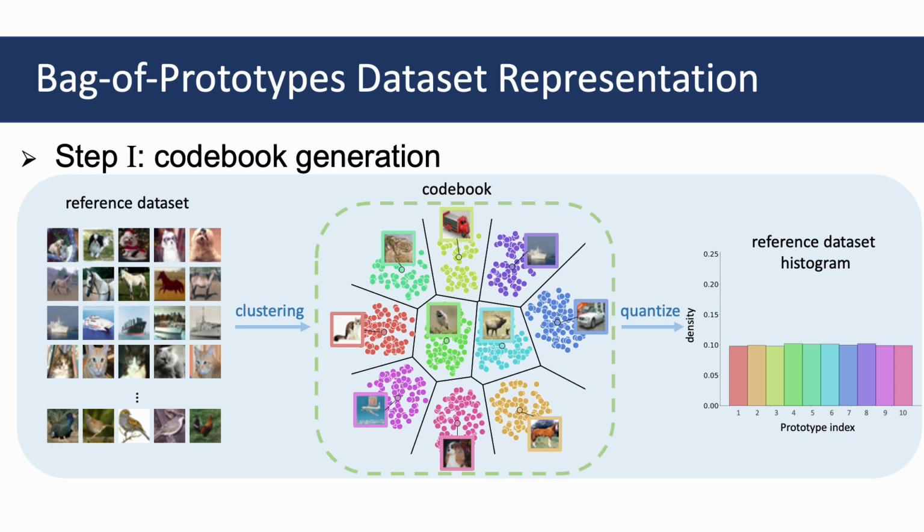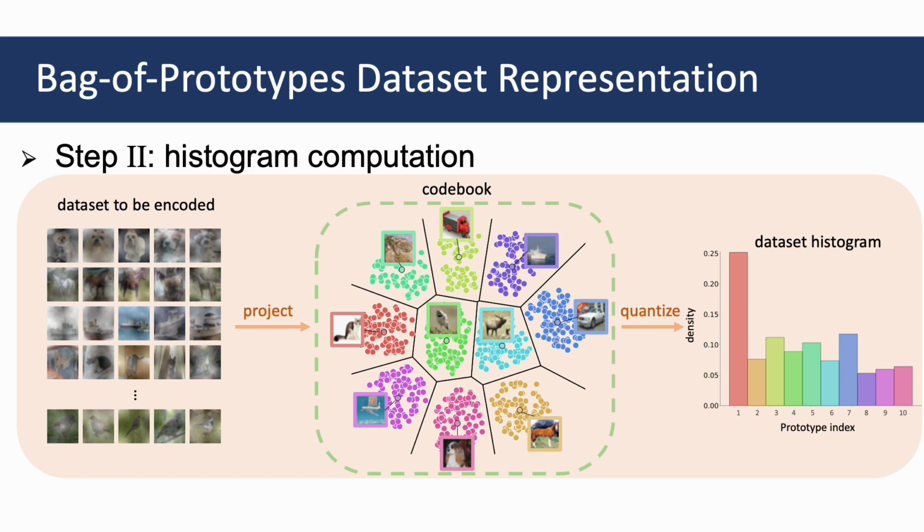The first step is to generate a codebook. With the features of a reference dataset, we adopt the standard k-means clustering algorithm to partition the feature space into k clusters. The center of each subspace is called a prototype.